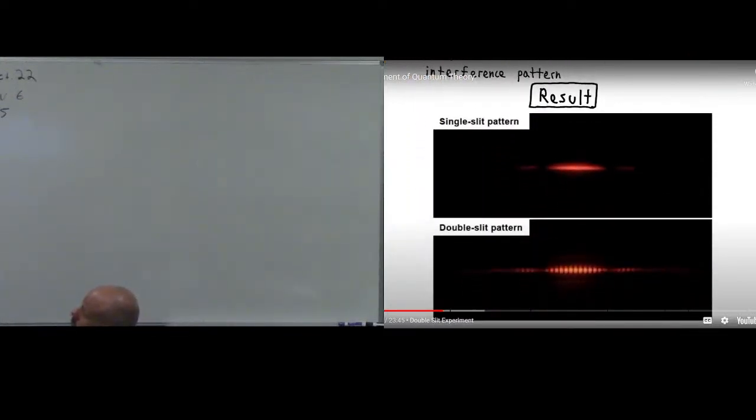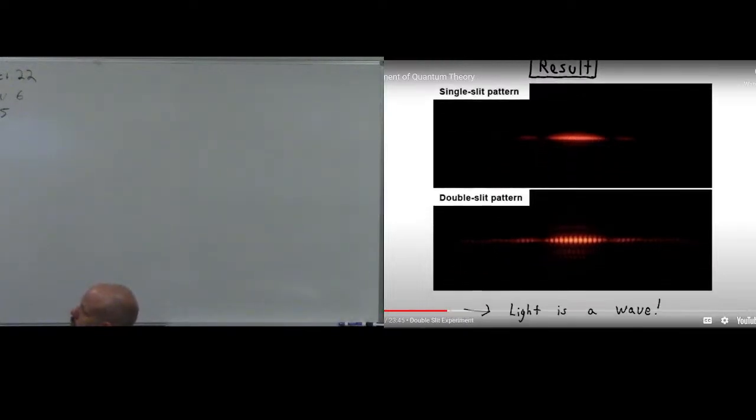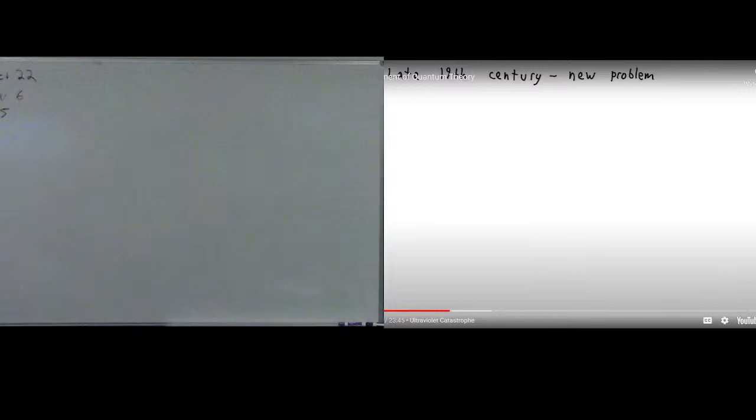It's done with some laser light in this case. So we definitely do, in the double slit case, get these fringes which indicate an interference pattern. So this is a conclusive result that light is a wave. Only waves interacting can generate an interference pattern. Well, great.